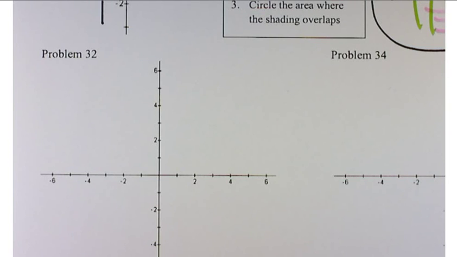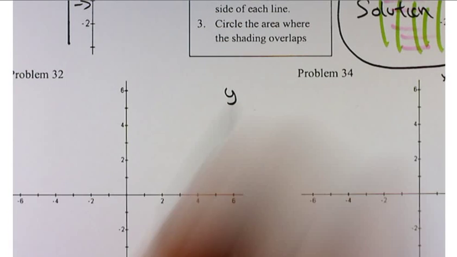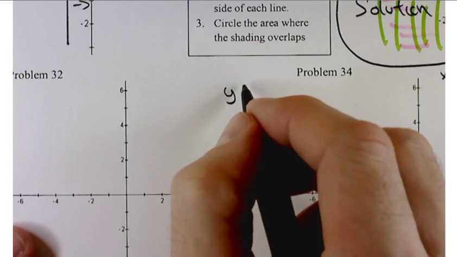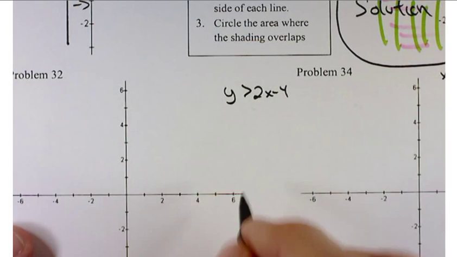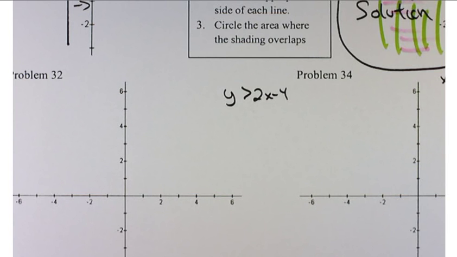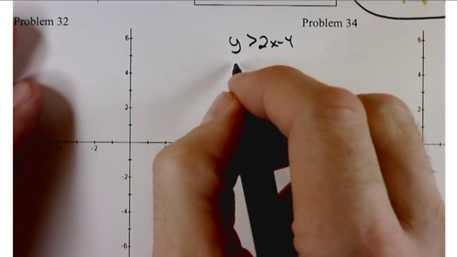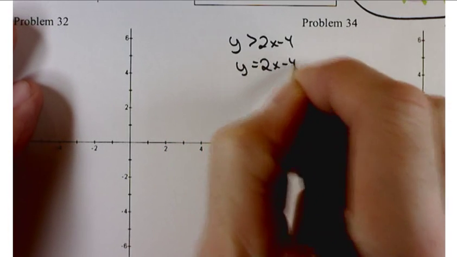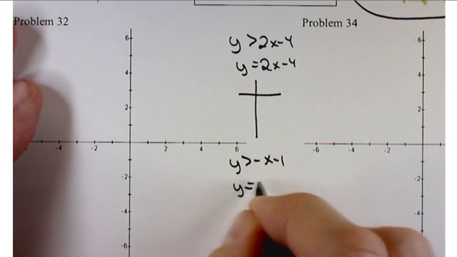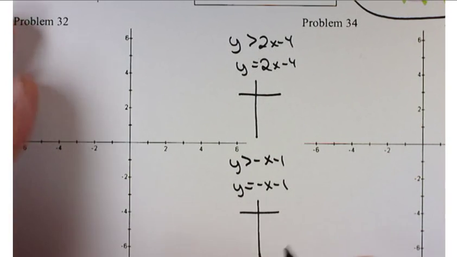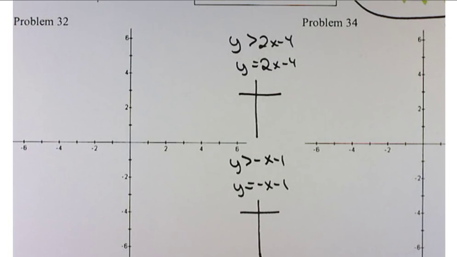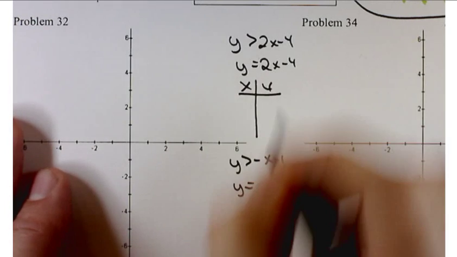32, we've got y is greater than 2x minus 4, and y is greater than negative x minus 1. Now, in graphing these, I first have to start by graphing each equation. Y equals 2x minus 4. Y equals negative x minus 1. These aren't quite so easy as the previous couple. The previous few we had horizontal and vertical lines. You can pretty much look at those. Here you're going to have to be a little bit more careful. X and y, x and y.